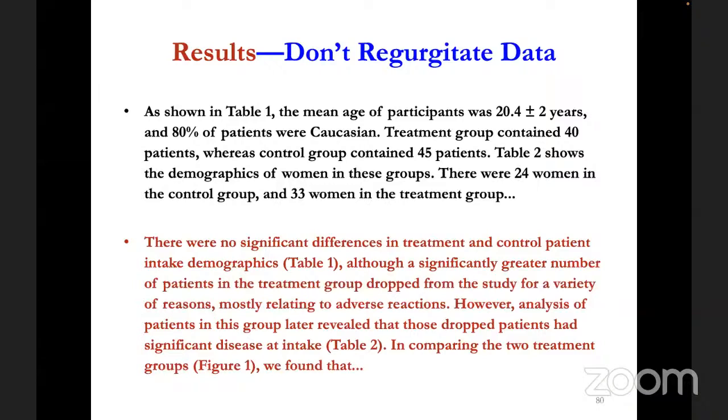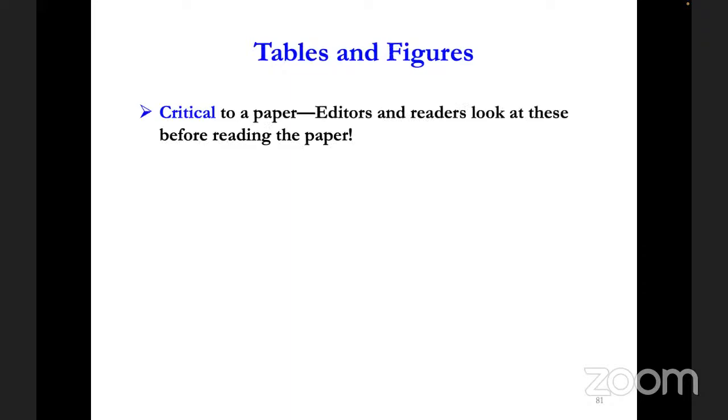We need to transform information, and it should be in some scientific language. So the more appropriate thing would be: there were no significant differences between the treatment and the control group in patient intake for demographics. Henceforth, you should document it in a more scientific manner.